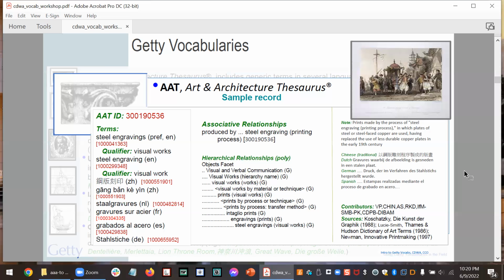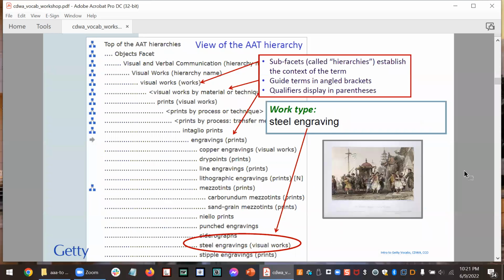In the central column there, we have associative relationships, hierarchical relationships. Steel engravings are a type of intaglio prints, a type of prints, etc. On the far right, there are notes, scope notes in several languages defining what this term is. And then at the bottom, lower right, contributors and sources, published sources where we found this information. And for us, having that information is critical. Here's a view of steel engravings, that circle at the bottom of the slide, in its hierarchical context. So there it is under engravings and intaglio prints, etc.